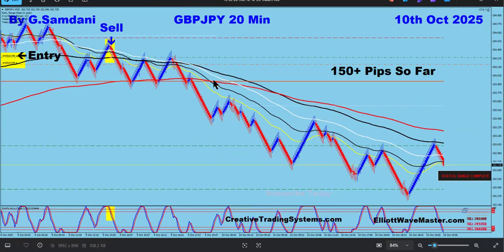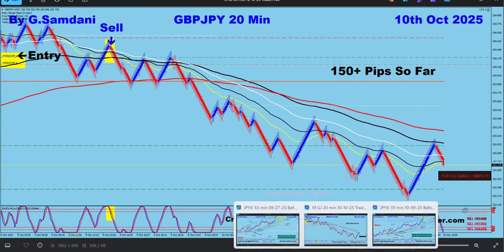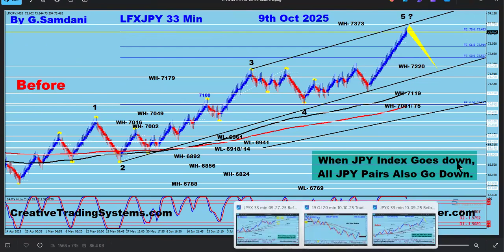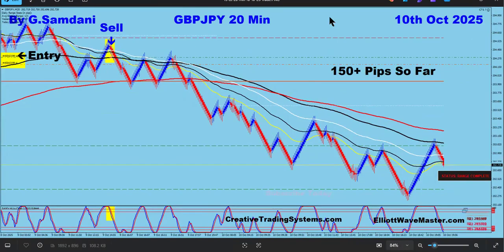Now you see that when I made this chart here, that this thing is going to go down and all yen pairs start to go down. And this is on the 9th. So that's exactly what happened on 10th, that they start to flip to the downside. And as soon as it flipped, the first entry, boom. And after that, look, 150 pip to the downside, pound yen.